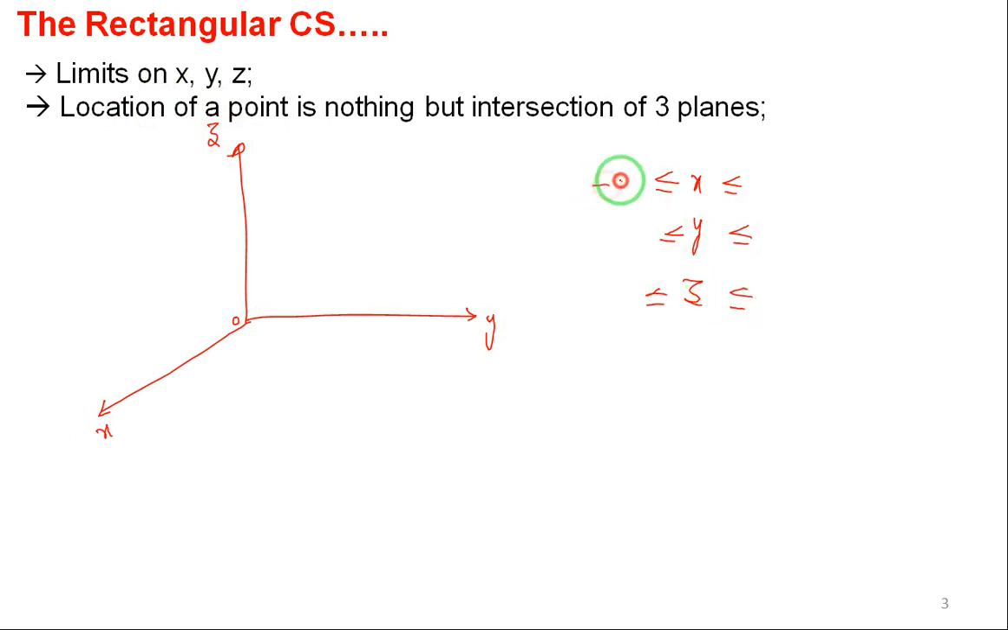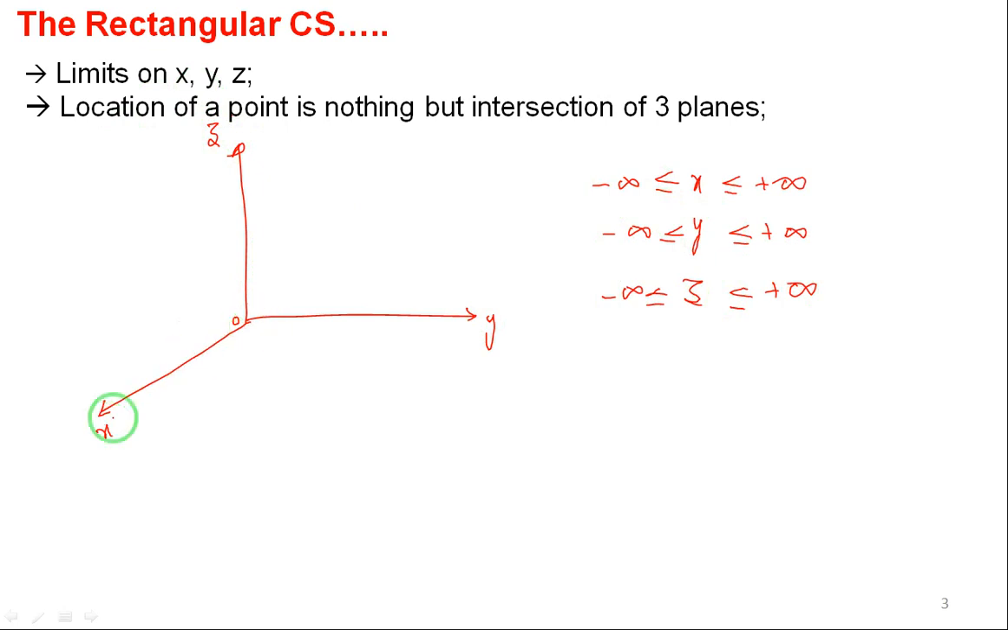Okay, X varies from minus infinity to plus infinity. Similarly, Y also varies from minus infinity to plus infinity. Then Z also varies from minus infinity to plus infinity. Already I have told that in the three-dimensional rectangular coordinate system there are totally 8 quadrants. What I have drawn is just one quadrant. So only the positive x-axis is shown.